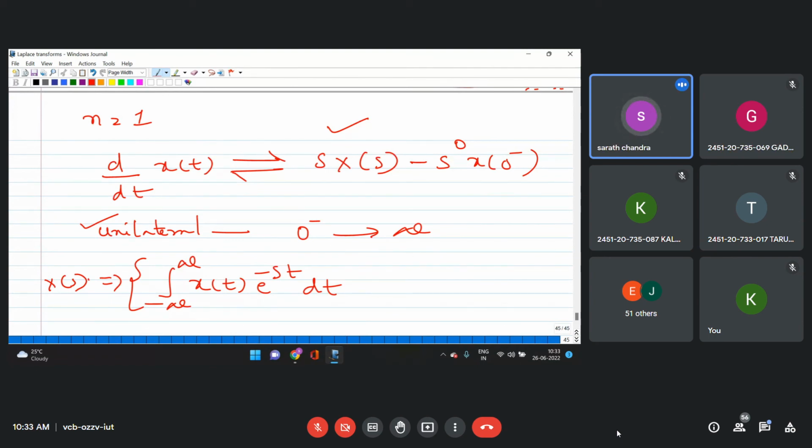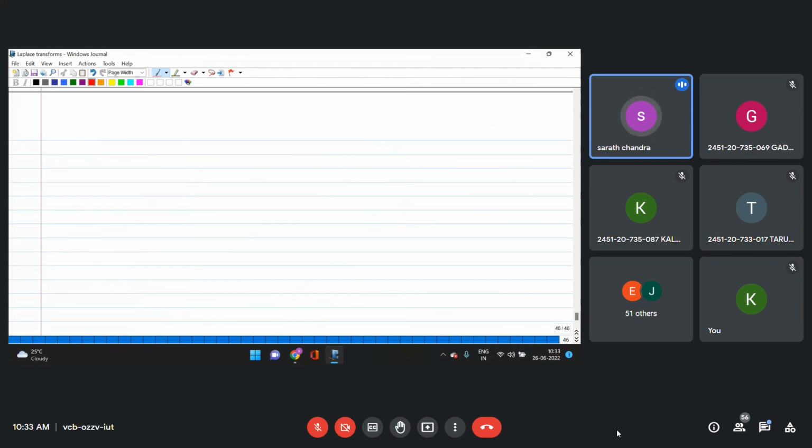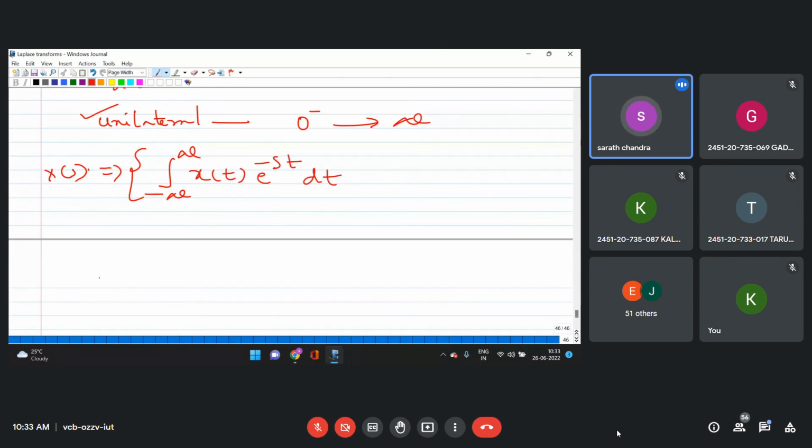We generally go with unilateral Laplace transform. So for this, how am I taking the integration values? Now, see this carefully. 0 minus to 0 plus, x of t. Because we have a differential here, we go with differentiation.